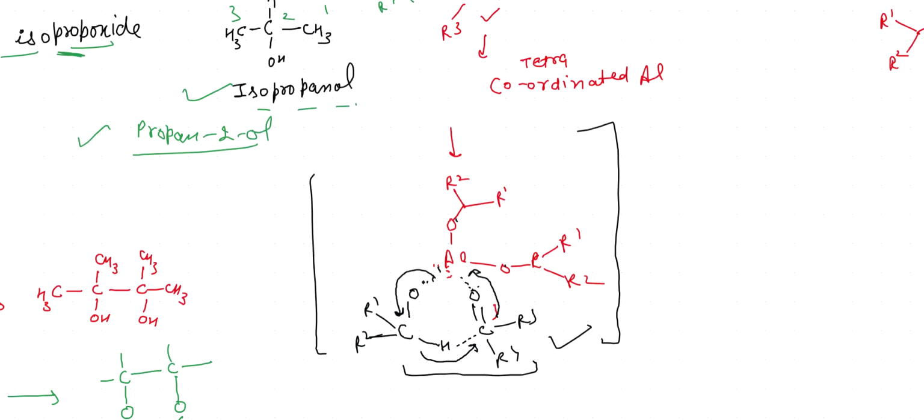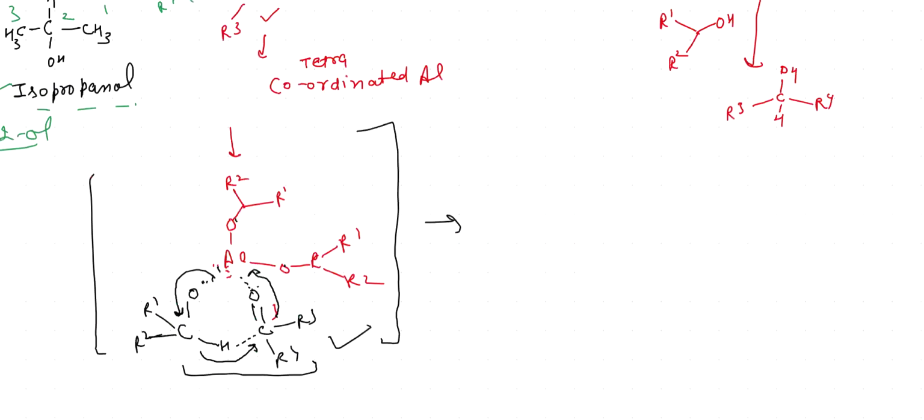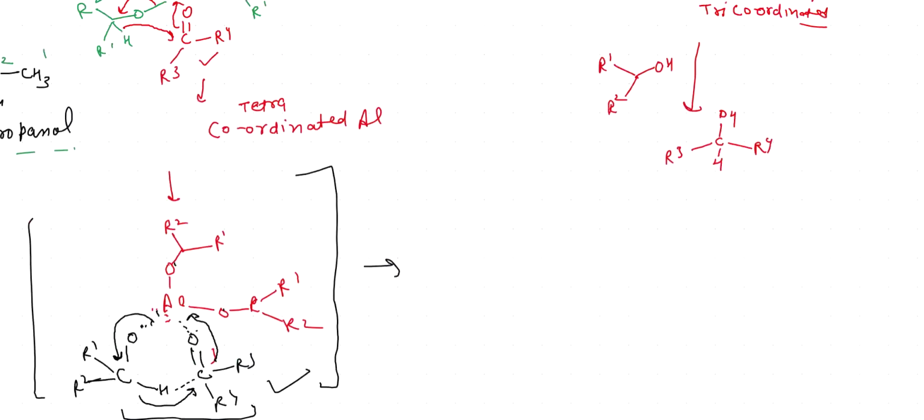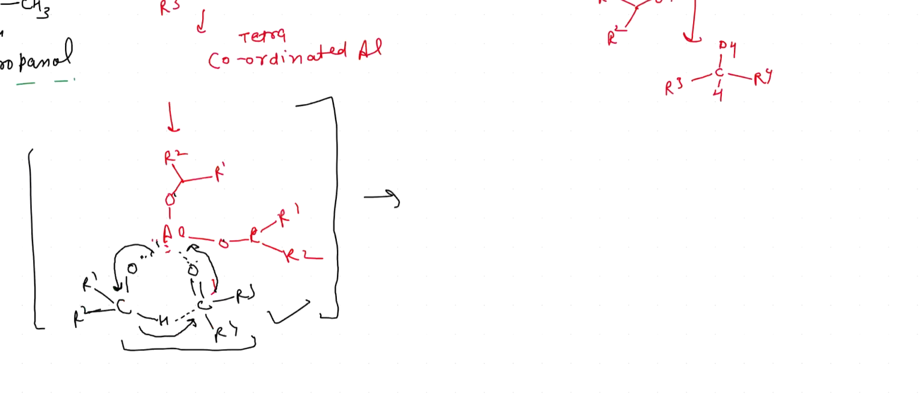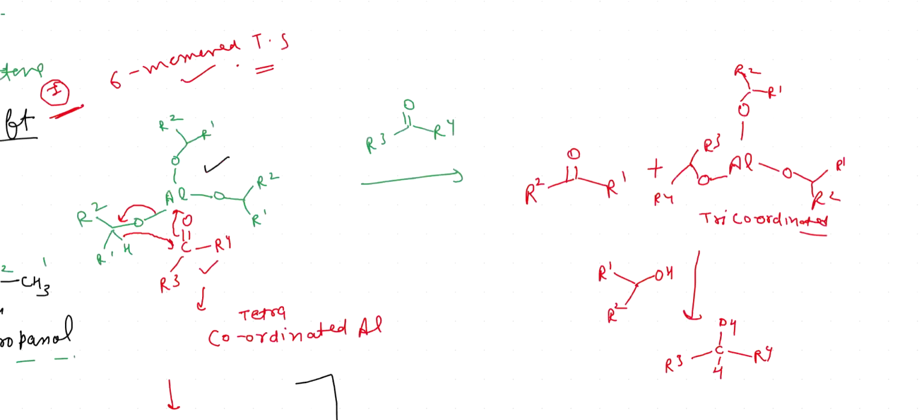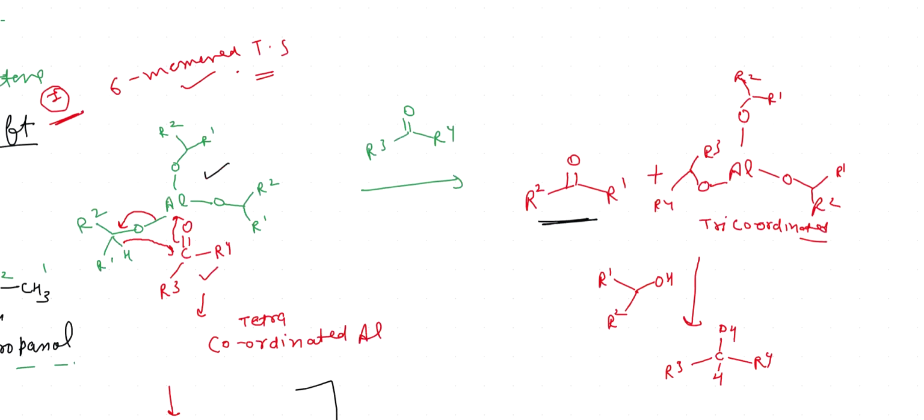So what you will get is the ketone, R1 R2 C double bond O. You can see clearly the molecule attached to this aluminium is converted into the ketone, and this ketone gets attached with this aluminium oxide, which is tri-coordinated in nature.